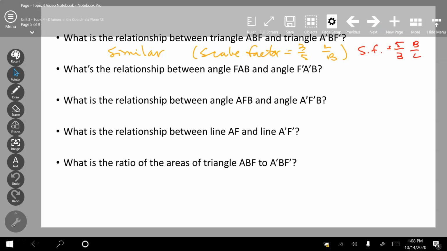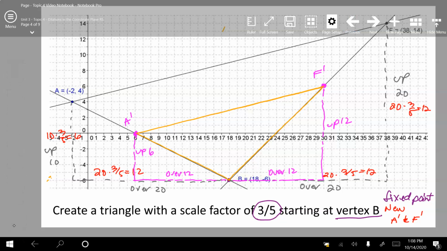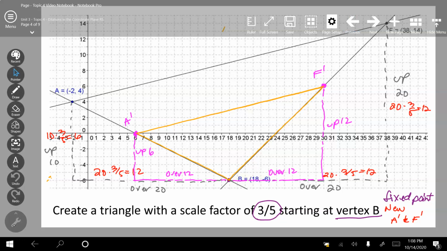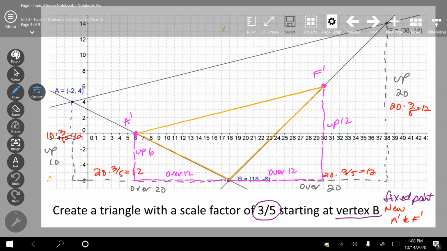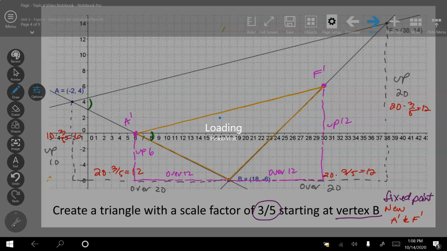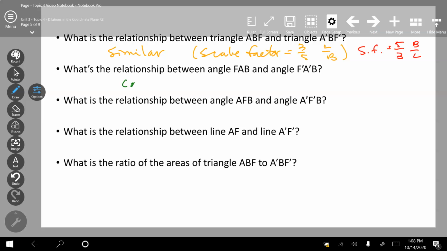What's the relationship between angle FAB and F prime A prime B prime? So angle FAB to F prime A prime B prime. Well, what's going on here? So we're asking to compare this angle, and you could see that they are the same. So they are congruent.